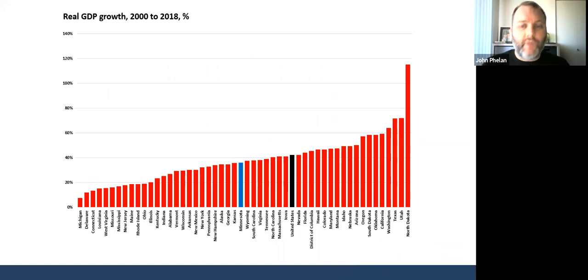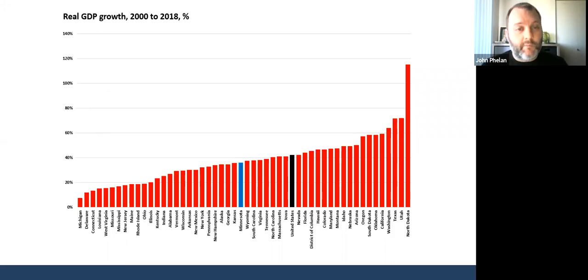This chart here shows you, I think, why this matters. This shows you real GDP growth for all the US states and the US itself. So real terms, adjusted for inflation, from 2000 to 2018, which is the most recent year for which we've got this data. As you look at the screen, you'll see on the left-hand side, Michigan is the worst performer on this measure, followed by Delaware, then Connecticut. And as you move across from left to right, performance gets more impressive.